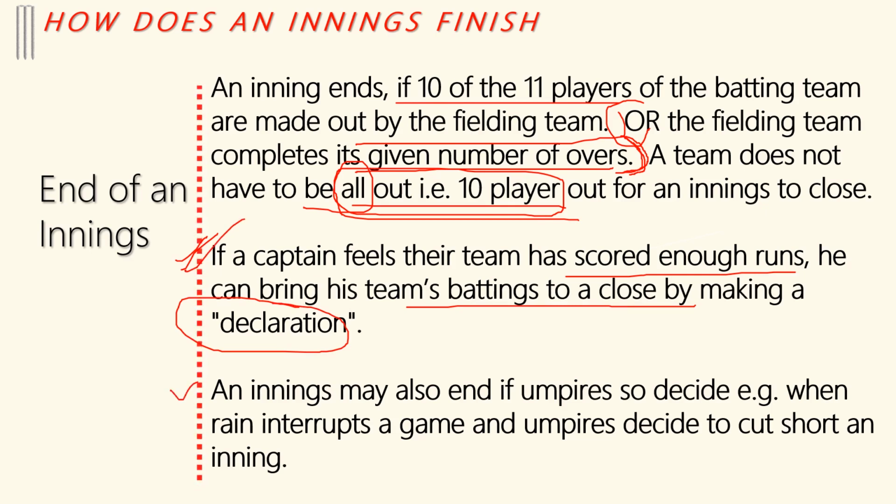Third is that an innings may also end if umpires so decide. For example, when rain interrupts the game, the umpires may decide to cut short an innings, and at that time also the innings will be finished.